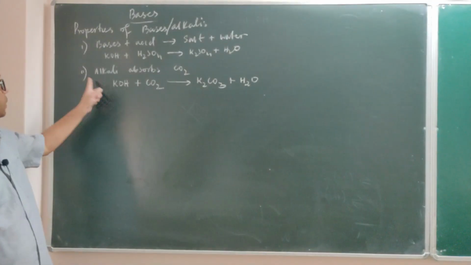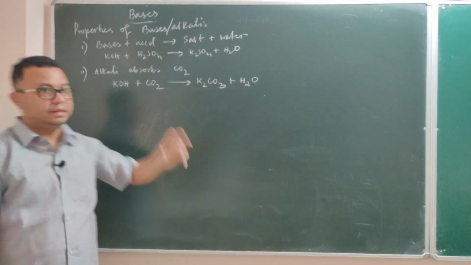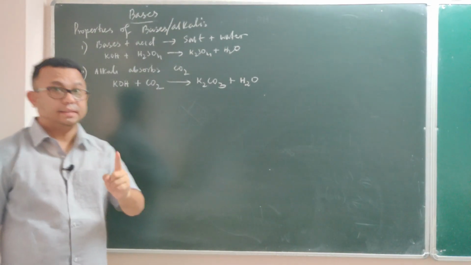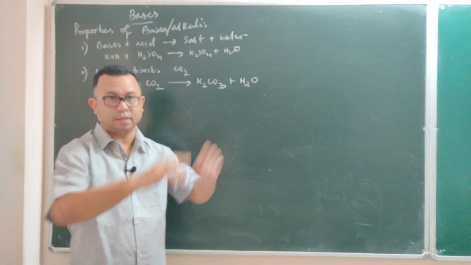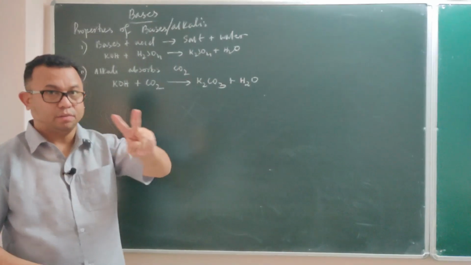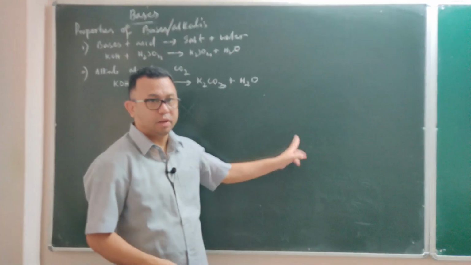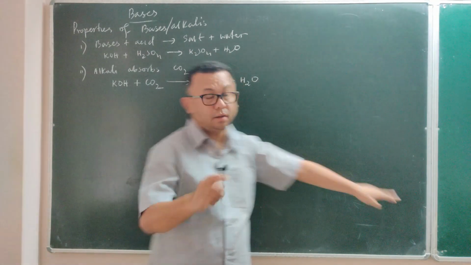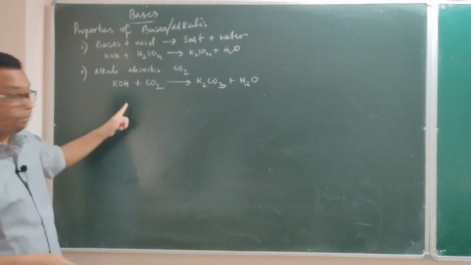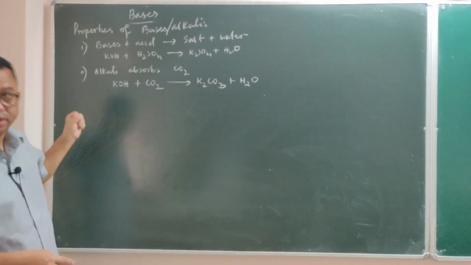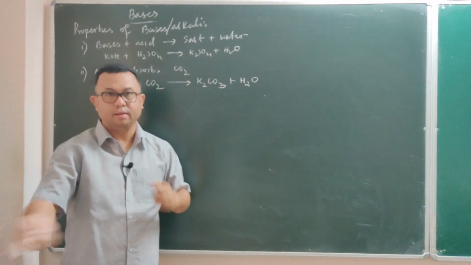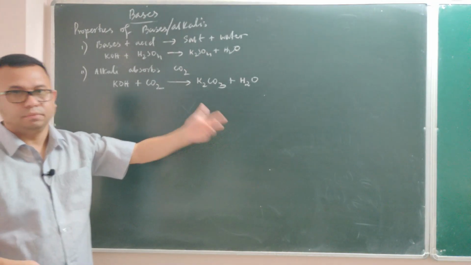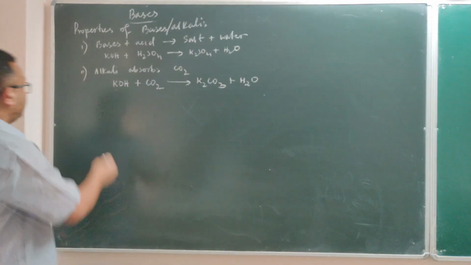So that means the second property of alkali is that alkalis have the tendency to absorb carbon dioxide from the atmosphere. And don't forget, acid has the property of liberating carbon dioxide. You saw that second property of acid when I said acid reacts with carbonate, metallic carbonate and bicarbonate to liberate carbon dioxide. Carbon dioxide was there on the right side. But if you look at base, the property of base has carbon dioxide on the left side. It is absorbing carbon dioxide. So there is a difference between liberating and absorbing. So this is absorption. In acid it was liberation of carbon dioxide. So this is your second property of alkali.